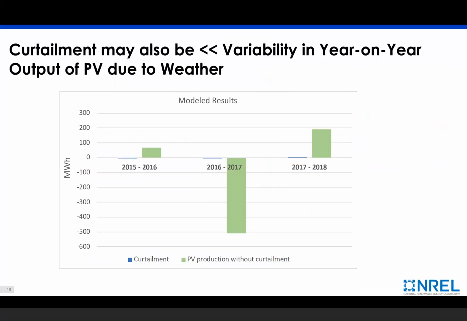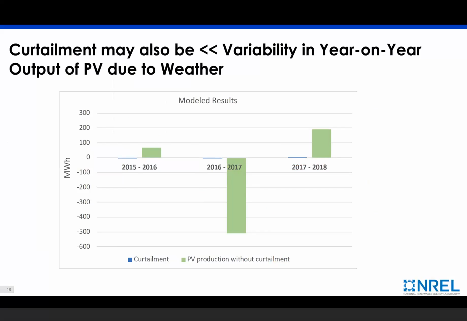And another thing that I just wanted to emphasize here is that a lot of times the curtailment may be a lot lower than the variability you get year on year in PV output anyway, just due to weather, without even a flexible interconnection scheme in place.